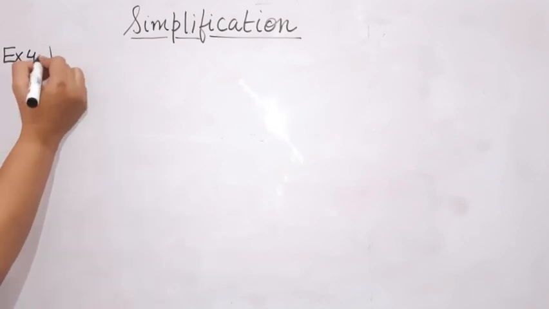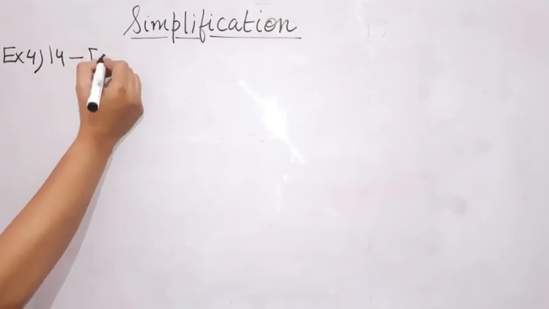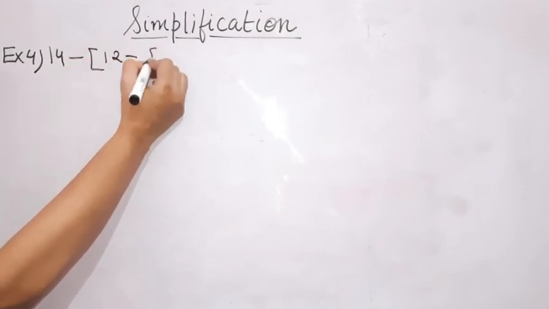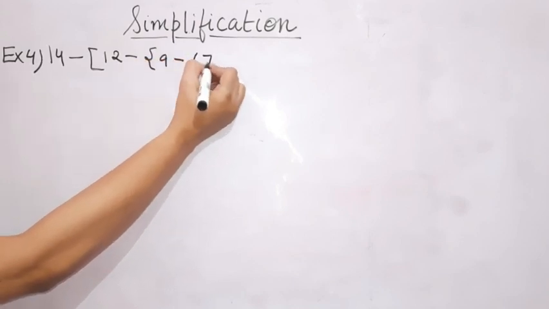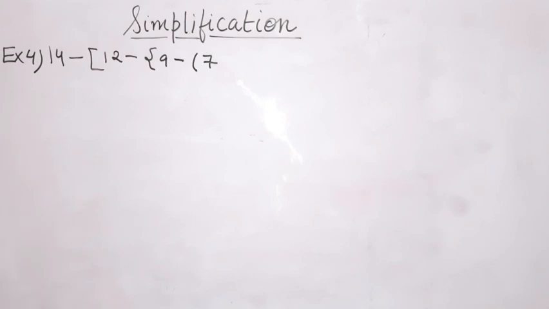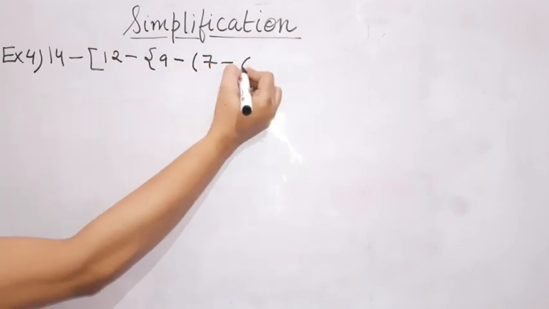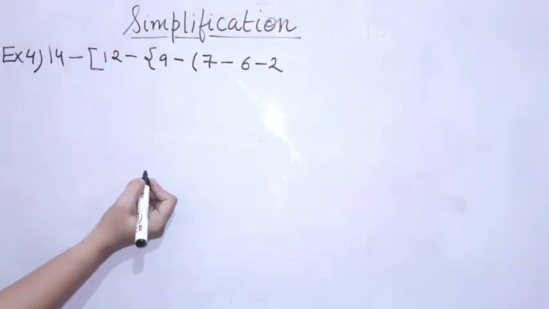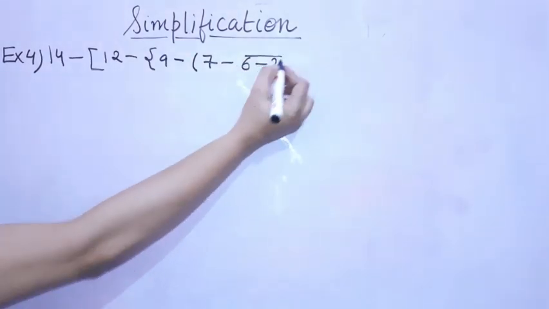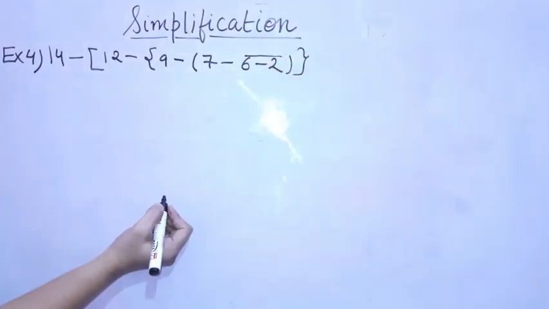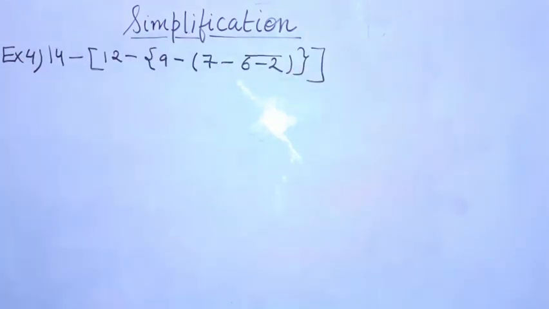So example number 4 is: simplify 14 minus, within square bracket, 12 minus, curly bracket, 9 minus, 7 minus 6 minus 2 under a bar, and then again the round bracket, curly bracket, then square bracket.